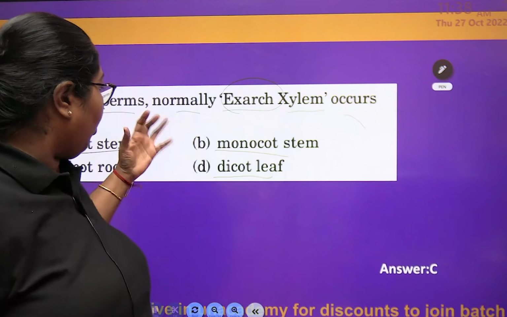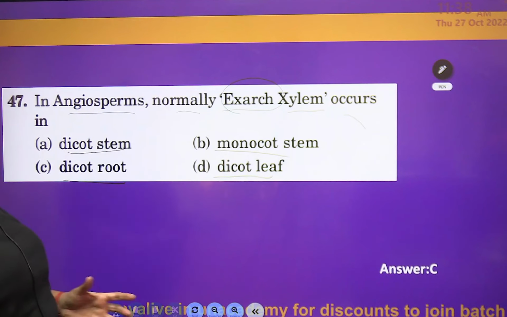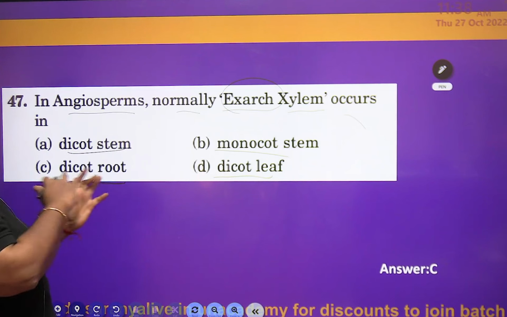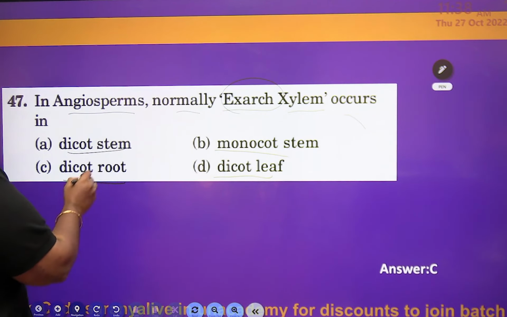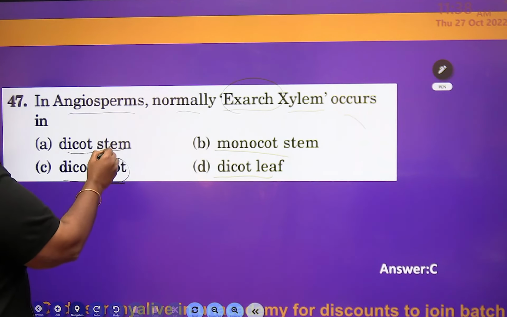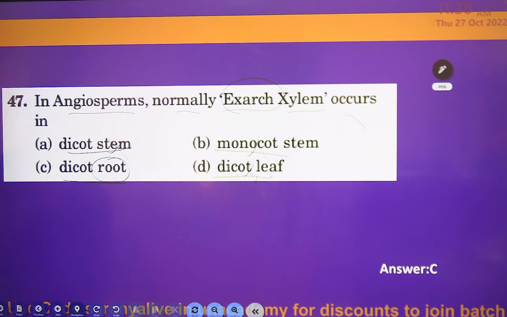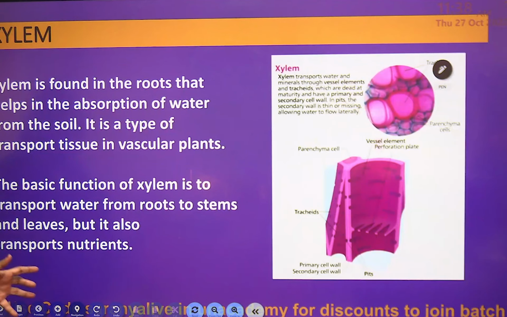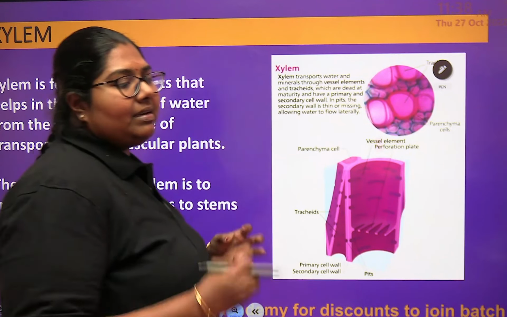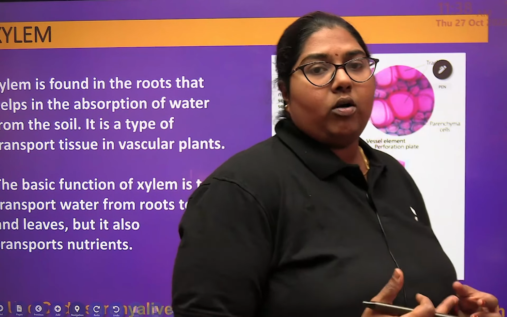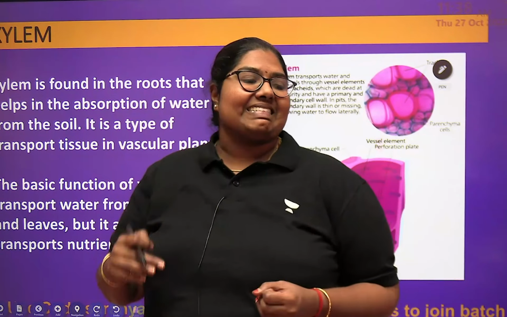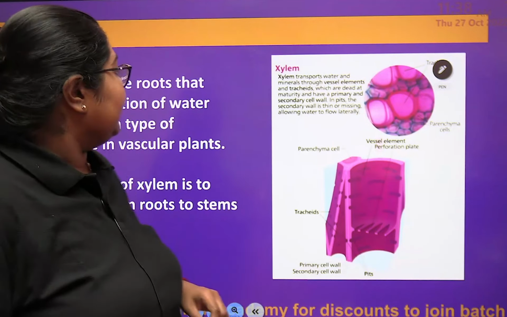Whether it is in the root or the shoot or the stem or the leaf. By that only you can eliminate a few options. You all know that definitely it will occur in the root. So by that only I can eliminate all other options. But still you have to understand what are the different types of exarch that are available. So for that we will just do a basic study on what is the xylem and what is an exarch xylem, so that you can understand it in a better manner.